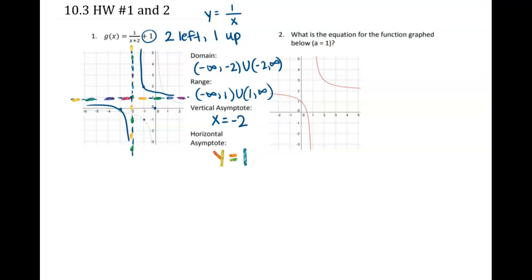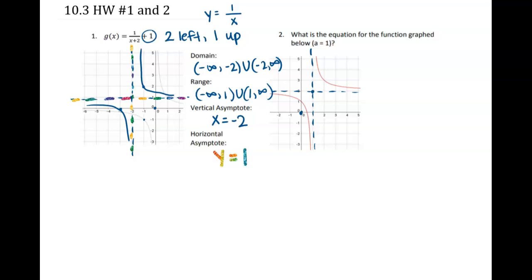For number 2, we're looking for the equation. So typically, y equals 1 over x is centered at 0, 0. It looks like the center of this equation that's graphed, there's an asymptote, and there's an asymptote. So the center is right here at 1, 2.